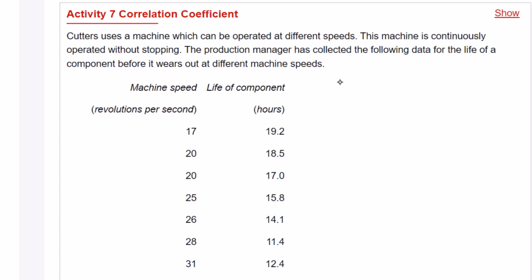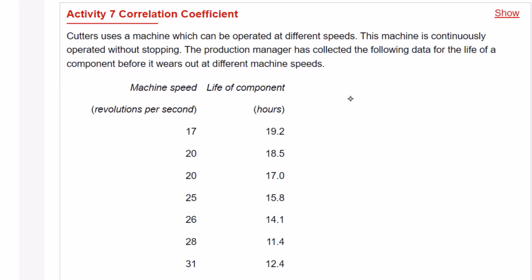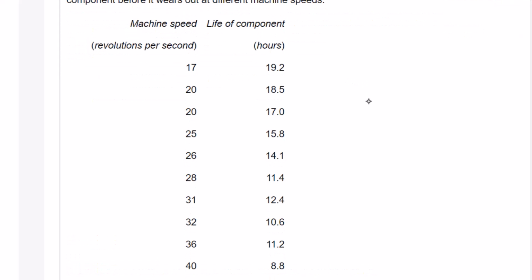Let's look at activity 7 together from the study hub. And let's read the little story. The company Cutters, they use a machine which can be operated at different speeds. The machine is continuously operated without stopping. The production manager has collected the following data for the life of a component before it wears out at different machine speeds. So we have two columns.